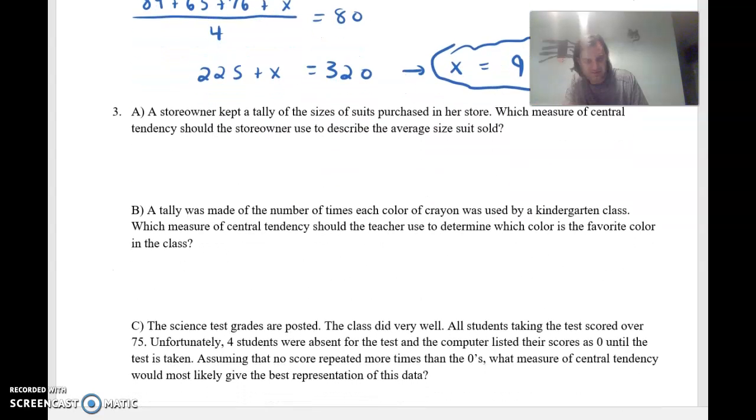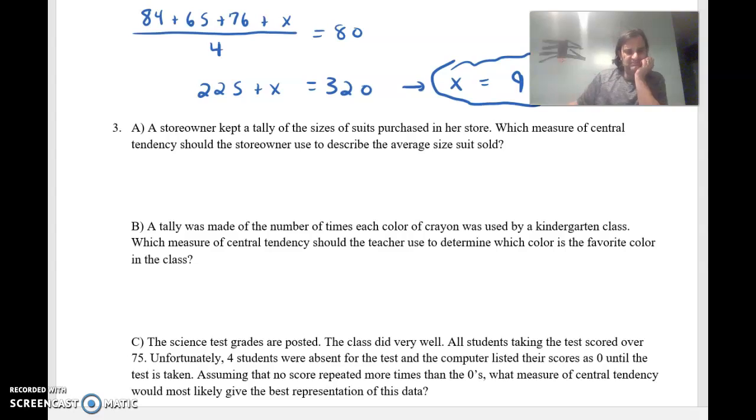Okay. The next one, 3. A store owner kept a tally of the sizes of suits purchased in her store. Which measure of central tendency should the store owner use to describe the average size suit sold?